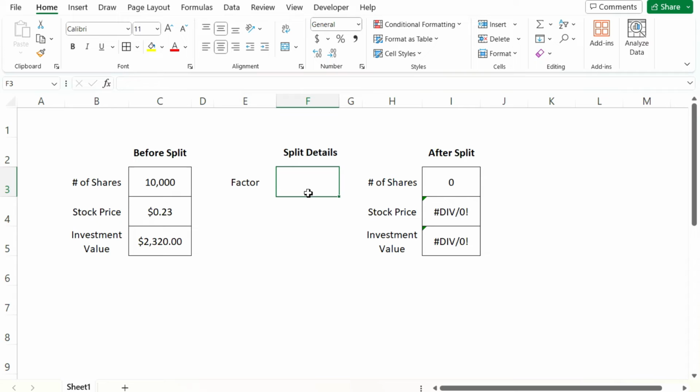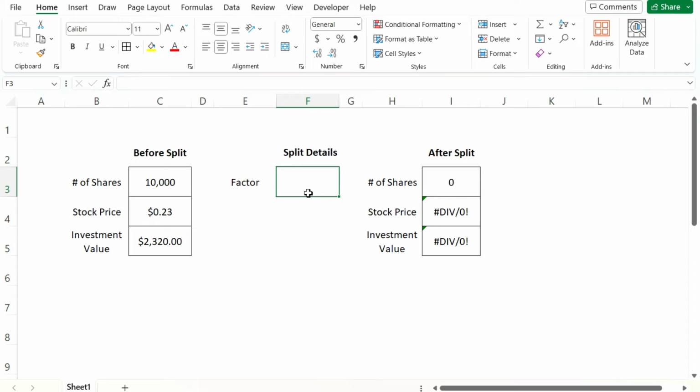So in this case, we are going to give the company our one stock, or our 10,000 shares, and it's only going to give us one for every 20 shares that we give them. So it's effectively dividing by 20.